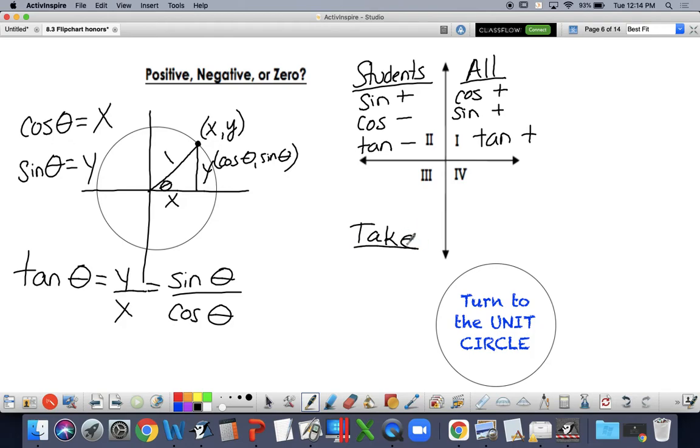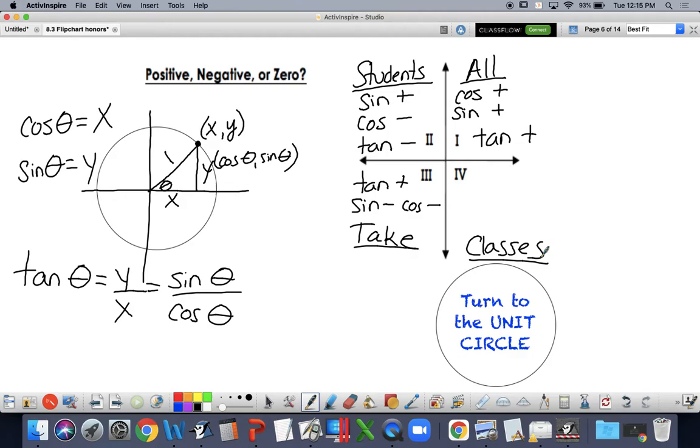In this quadrant, the only thing that's going to be positive is tangent. Both sine and cosine are negative, right? The reason being, in this third quadrant down here, both my x and my y coordinates are negative. And we have a negative divided by a negative, we wind up with a positive. And then our last one is classes.